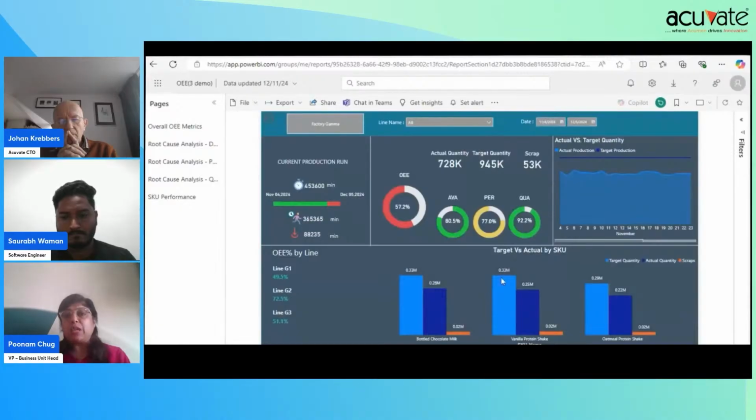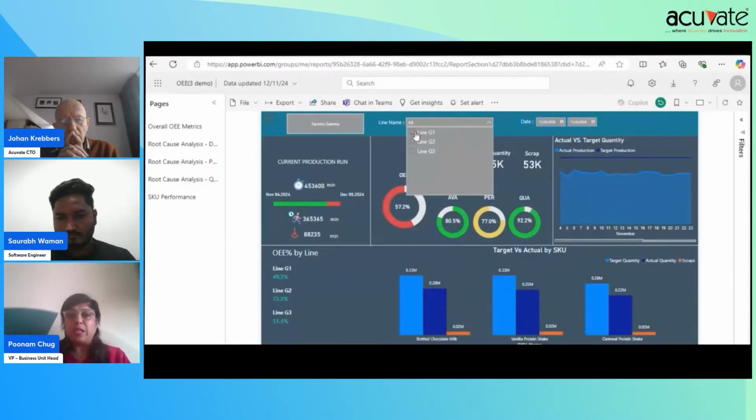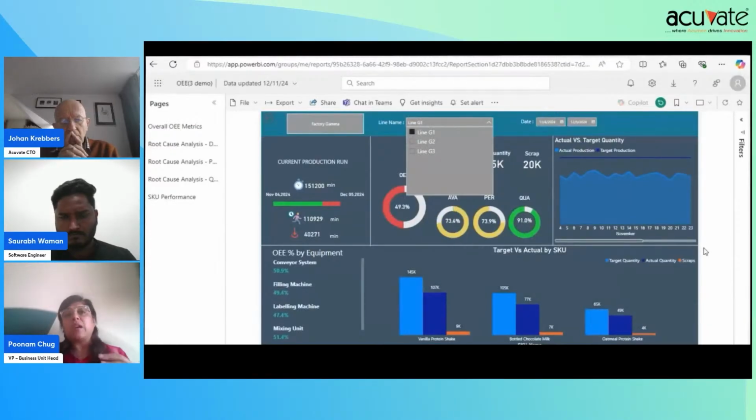In addition to that, for the SKUs that are produced in this particular factory, we are able to see what was the target versus the actual, and also what was the number of scrap units that had to be discarded for each of these SKUs in these lines. Now, by looking at the OE numbers for each of these lines under this production plant, we are able to see which line is not doing well. In this case, G1 has the least OEE, right? So I want to understand further what the challenge was with G1.